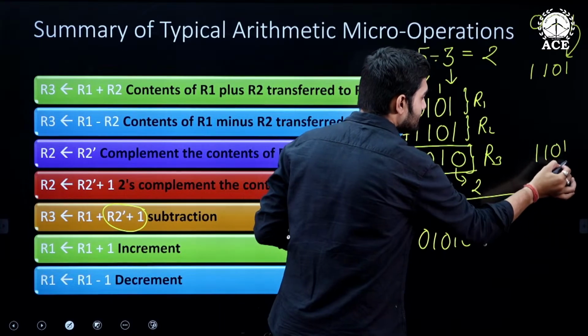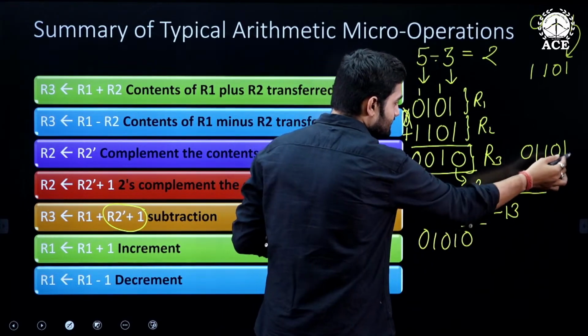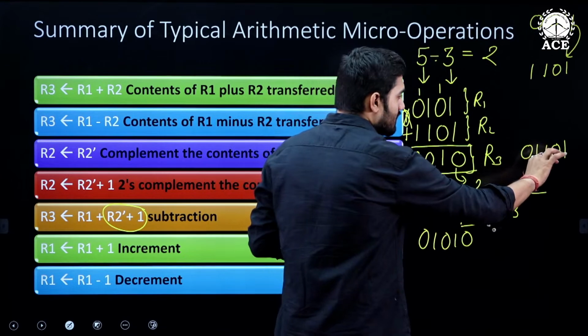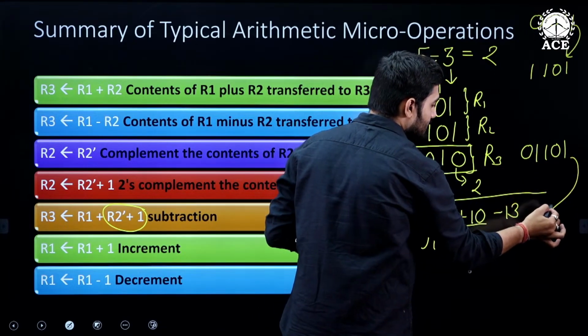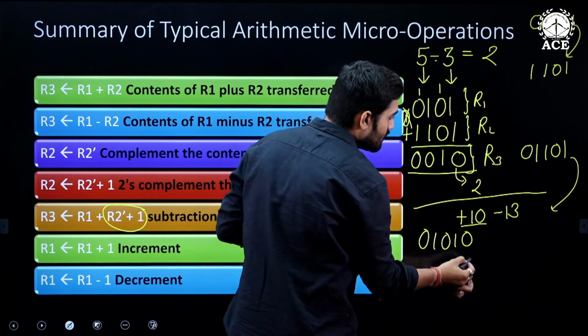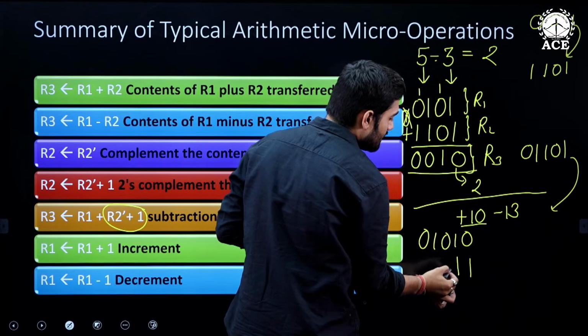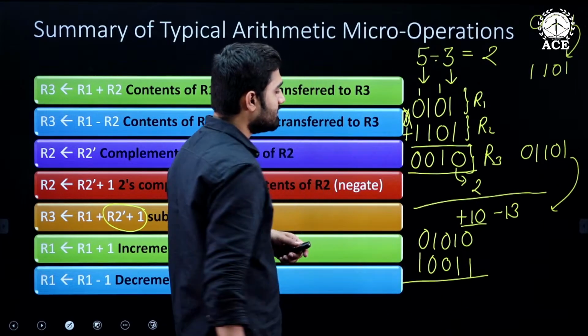1 0 1 0 1. This is plus 13 in 5-bit. Now, take 2's complement in order to get minus 13. Let me write minus 13. So minus 13 is your 1, 1, 0, 0, 1. This is your minus 13 in 2's complement.